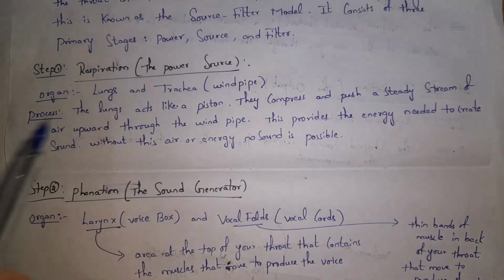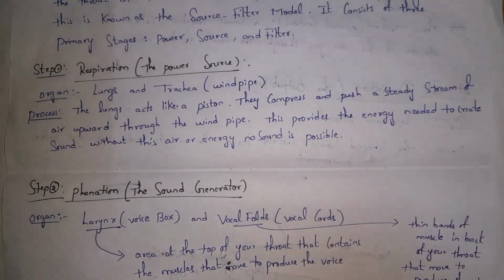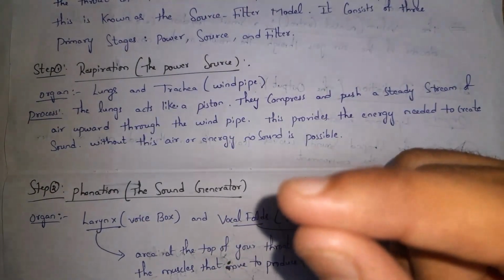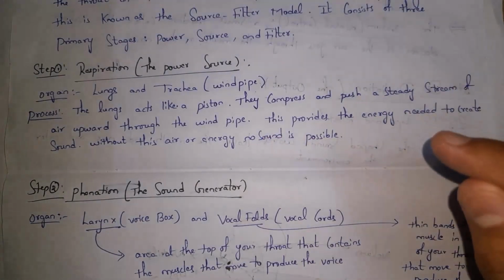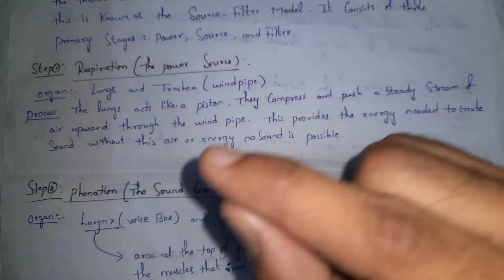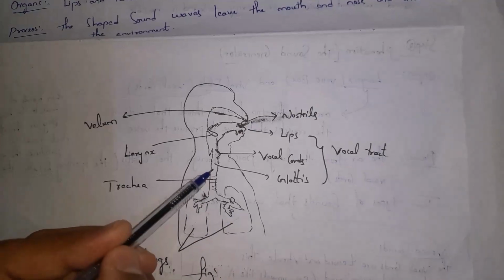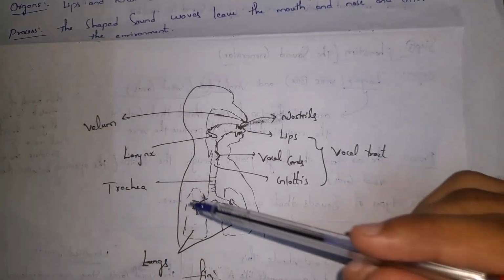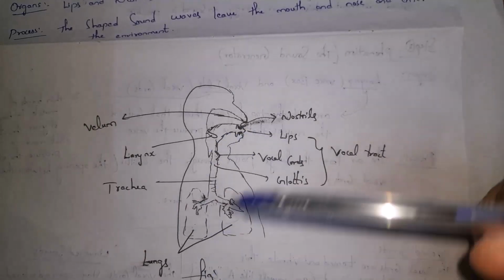Here lungs will act like piston. While we speak, at first, lungs will push air upward direction through windpipe. As lungs will push air in upward direction through windpipe, so lungs will give energy in order to create sound. So without lungs and trachea, that is nothing but windpipe, no sound is possible. So in stage 1, these are lungs and this is windpipe. We call it as trachea. While we speak, air is created and this air is passed in upward direction in order to create sound.